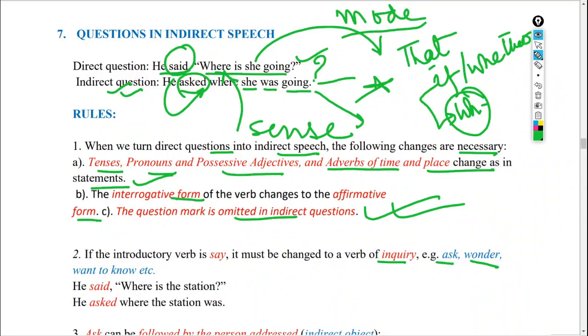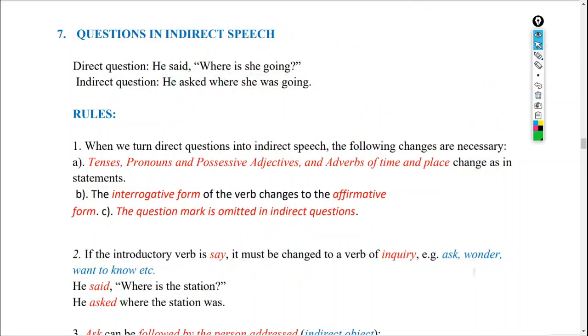He said, where is the station? This is a kind of inquiry, therefore you can change it to he inquired where the station was. Or you can write the general term ask. So you can transform said into ask. He asked where the station was. Full stop. Then let us continue. Let us proceed here.